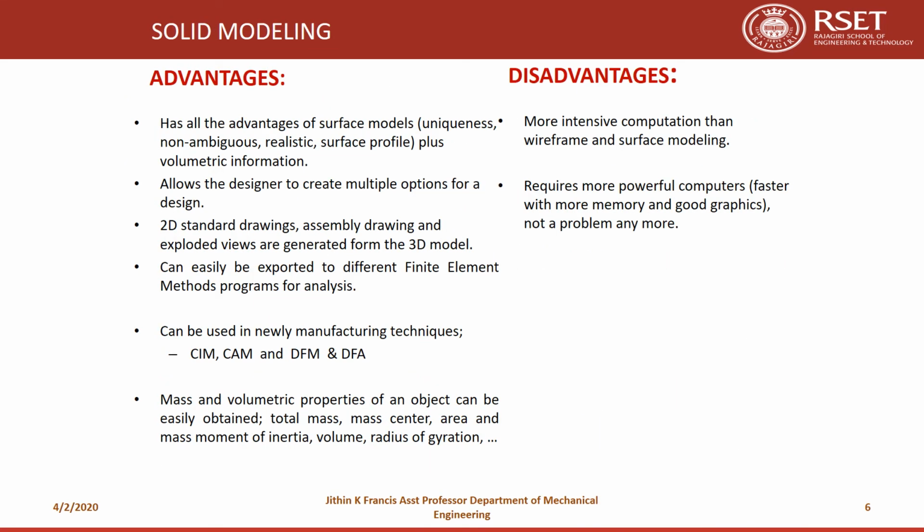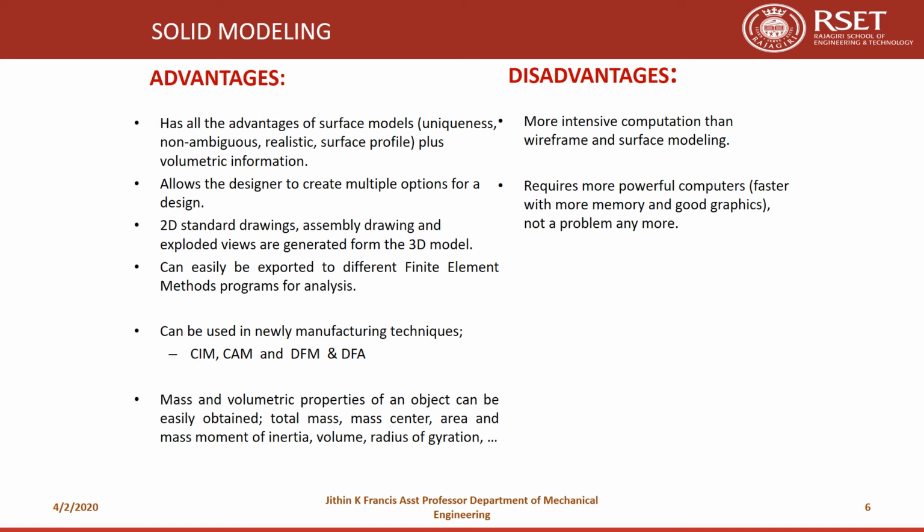Advantages and disadvantages. Solid modeling has all the advantages of surface models, that is uniqueness, non-ambiguity, realistic surface profile, plus volumetric information. Solid modeling allows the designer to create multiple options for a design. 2D standard drawings, assembly drawings and exploded views are easily generated from a 3D model. It can be easily exported to different finite element methods for analysis.